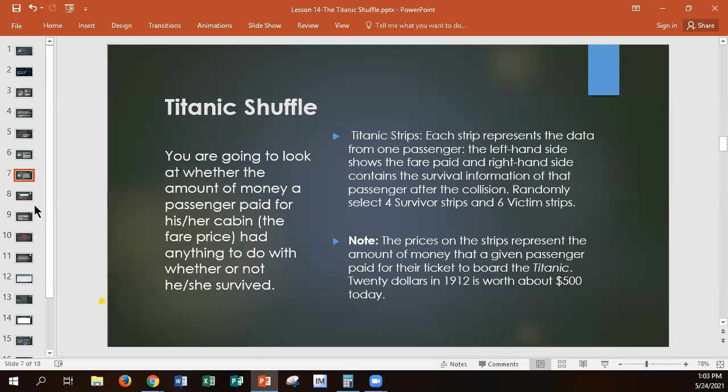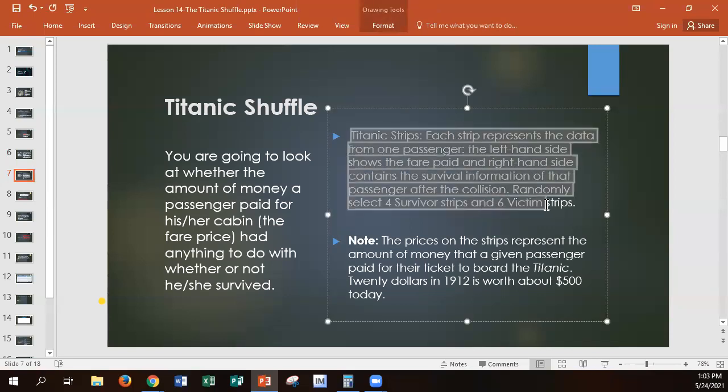So we're going to look at whether the amount of money a passenger paid for his or her cabin, the fare price, had anything to do with whether or not he or she survived. Essentially, we're looking at whether a person's ticket amount had anything to do with their survival. Which means if you paid a lot, then you're wealthier. If you paid a little bit, then you're poor, right?